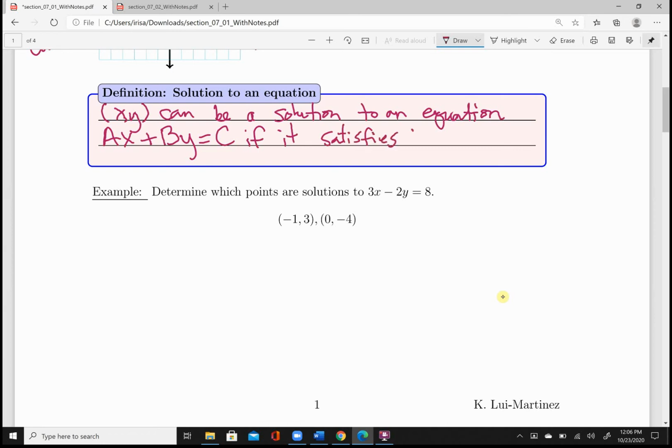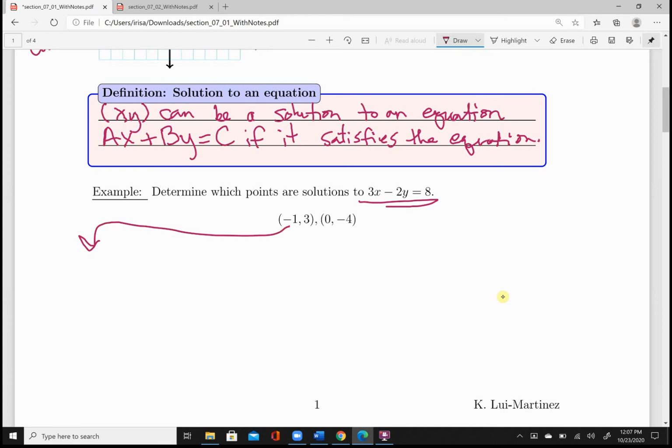Now, what does it mean to satisfy the equation? Well, that just means that when you plug in these values x and y, and then you simplify both sides of the equation, it simplifies to the exact same value on either side of the equal sign. So we'll practice this in this very first example here. We're going to use this equation, which is in standard form, where a is 3, b is -2, and c is 8. So we want to know, do the ordered pairs -1, 3 or 0, -4, are either of them solutions?